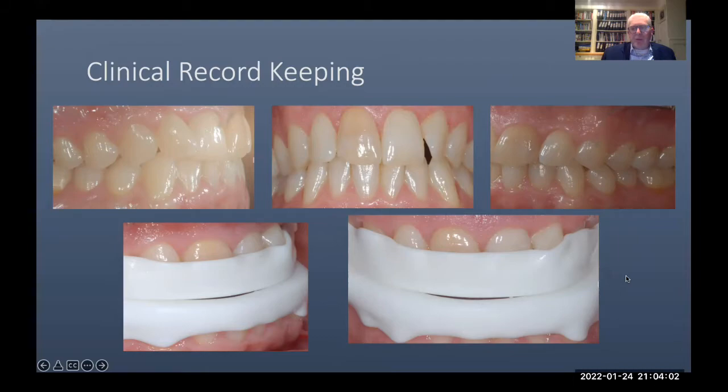But we're not always communicating with patients. We're sometimes communicating with lawyers, or with other people, and so we need to have accurate records. And these are just examples of the clinical records of the devices in place, and obviously recordings of the titration sequence and responses.